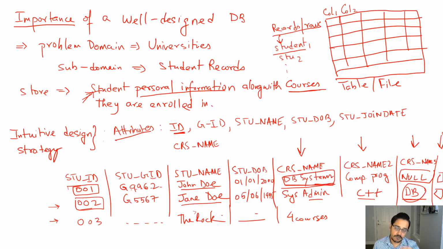But from a physical storage point of view, the computer will treat them as different and will not be able to tell that they are actually the same because you have encoded them differently, right? Also, the same problem is here, C++ and then computer programming. Maybe these 2 courses are the same, but the computer won't be able to tell the difference because you have encoded them differently. So there is no standardization with respect to how the data is being recorded.